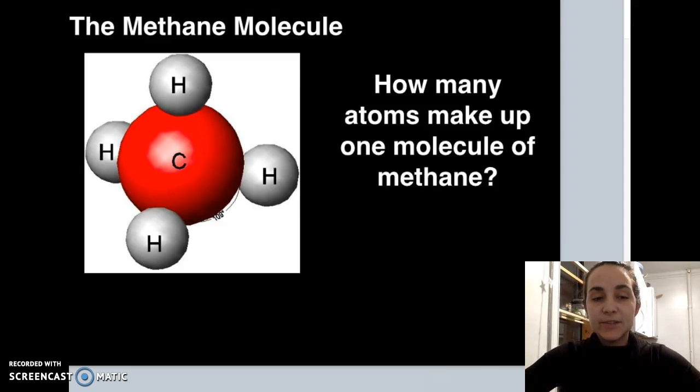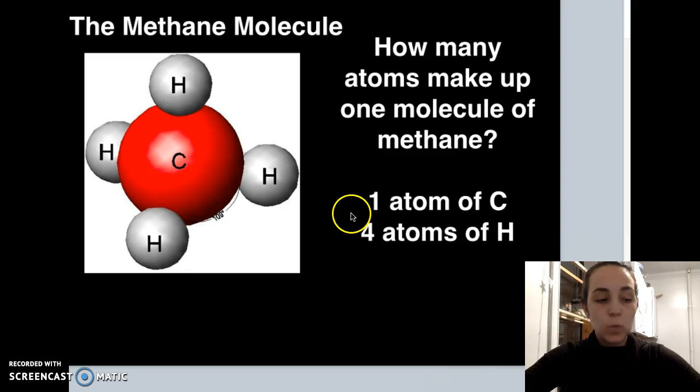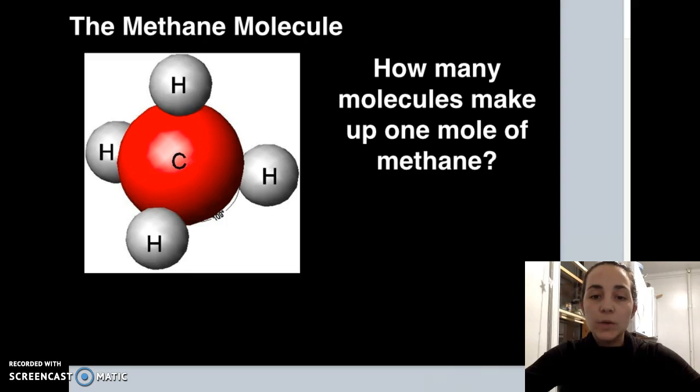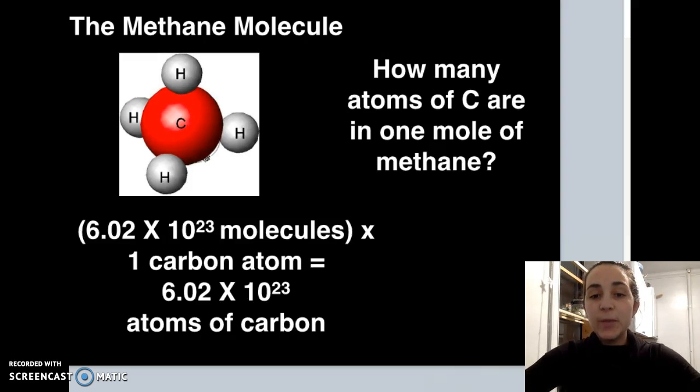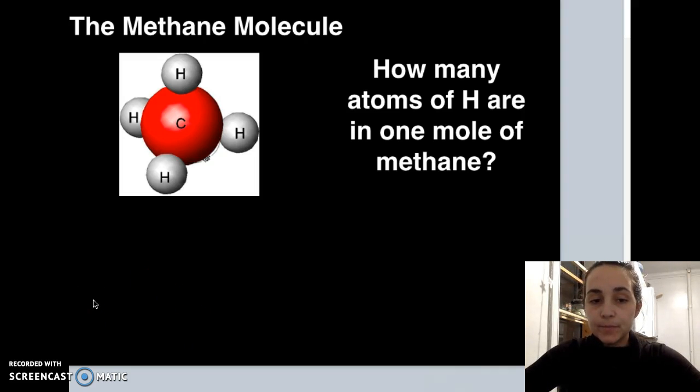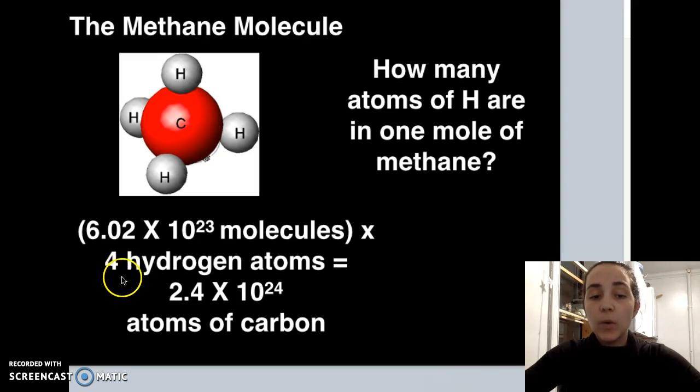We can also look at this in terms of the methane molecule. The methane molecule is made up of 5 atoms: there's 1 atom of carbon and there's 4 atoms of hydrogen. So how many molecules make up 1 mole of methane? We need 6.02 times 10 to the 23rd molecules in order to get 1 mole of methane. But if we think about that in terms of the actual atoms, we're going to have 1 mole of atoms of carbon, and we're going to need 4 moles of atoms of hydrogen because we have 1, 2, 3, 4 atoms of hydrogen for every 1 molecule of methane.